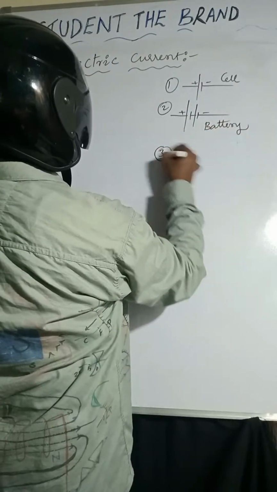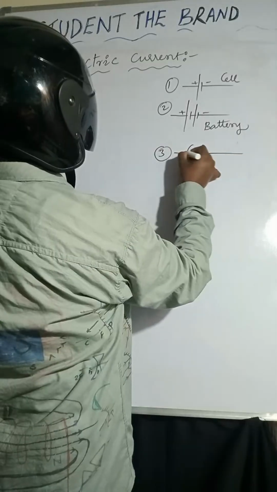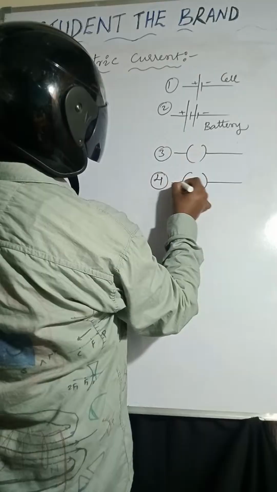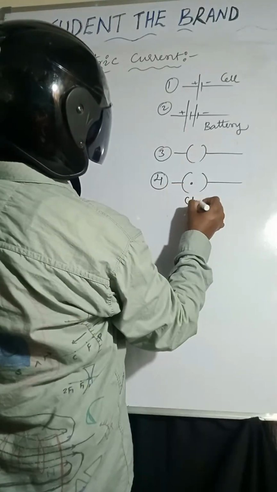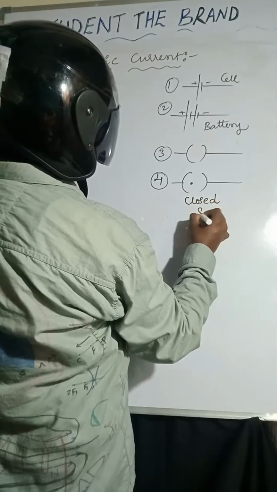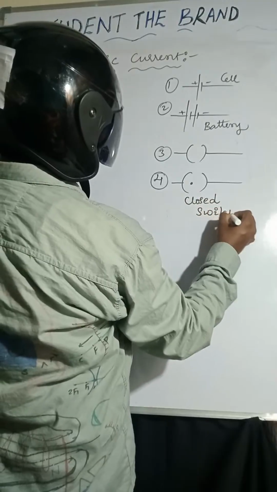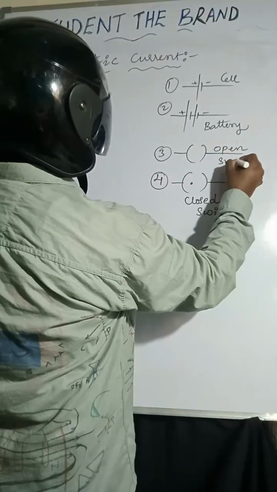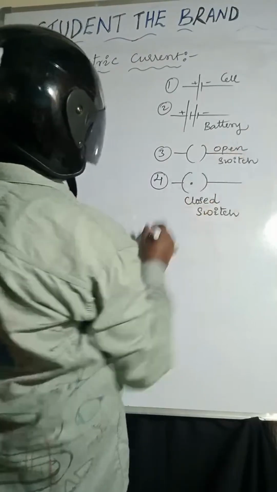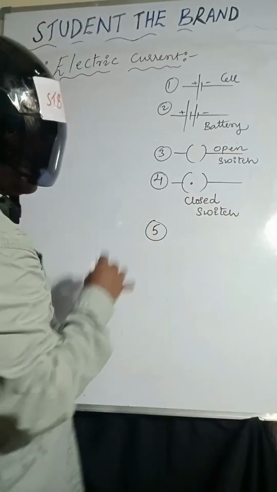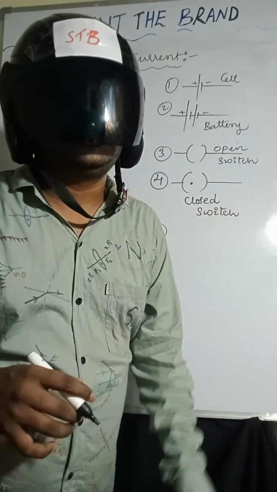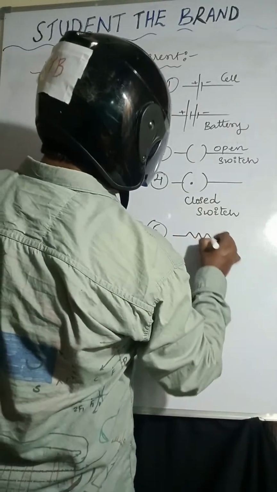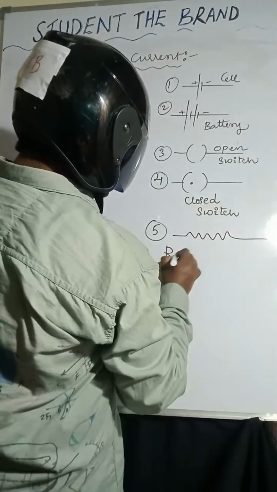The third one is the switch. The fourth one is the closed switch, and then the open switch. Coming to the fifth one, resistor. So I am talking about the resistor. Here is a resistor.